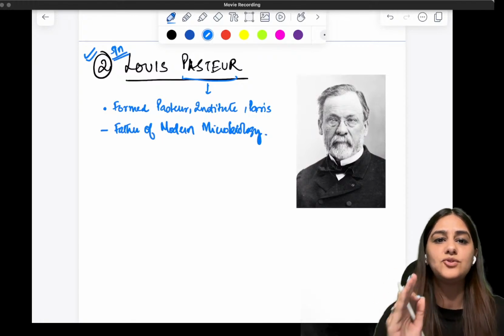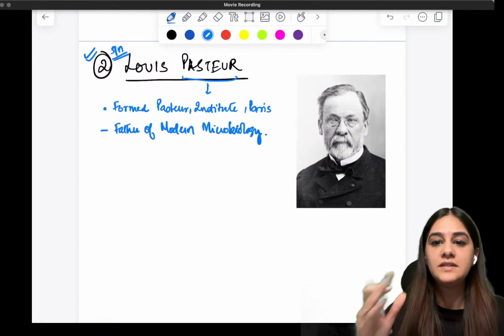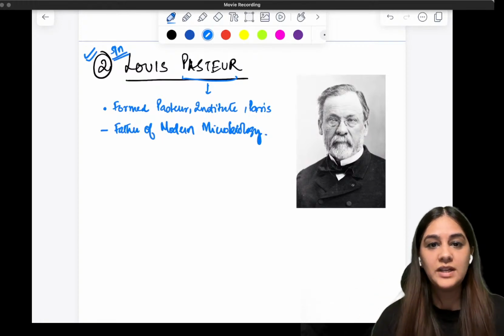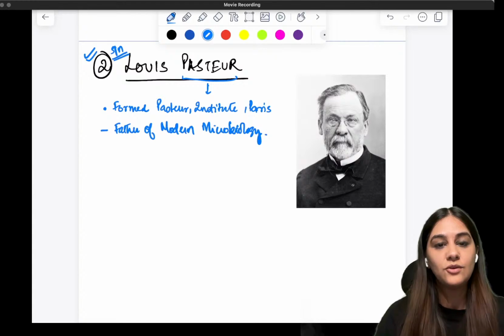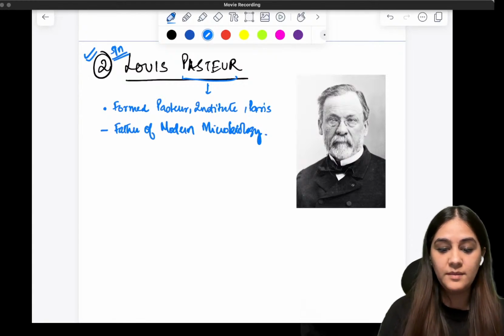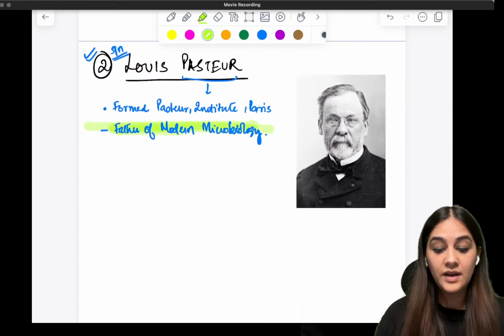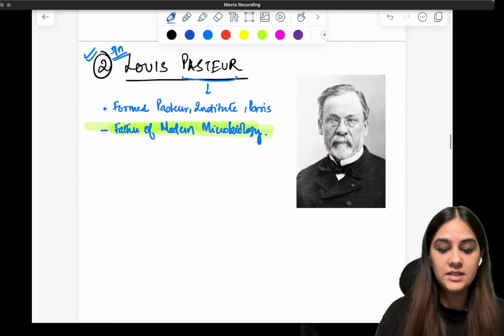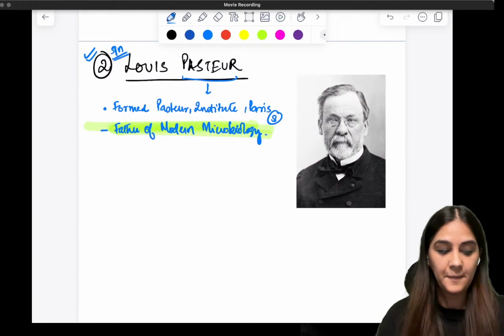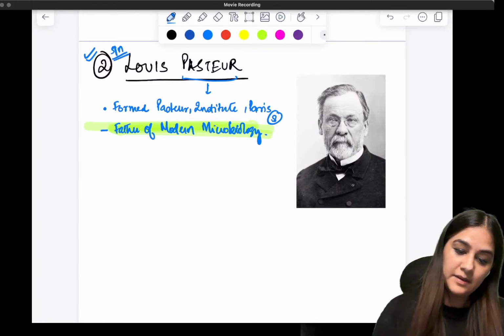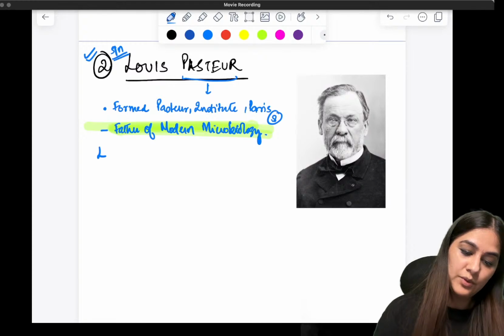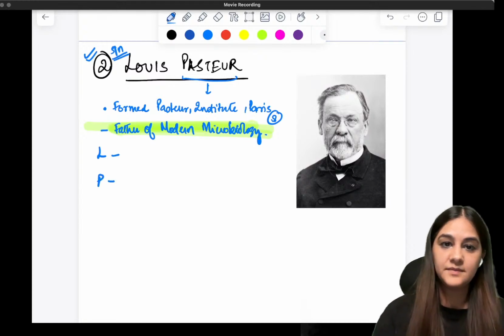Remember it like this, he was doing a lot of modern research in his Pasteur Institute that is there in Paris. So he's also known as the father of modern microbiology, and this can come as an MCQ. Who is known as the father of modern microbiology? It is Louis Pasteur, right? Then remember L and P, L from Louis and P from Pasteur, right?